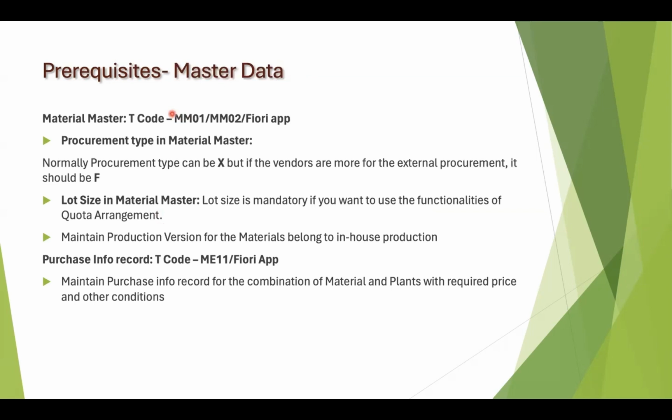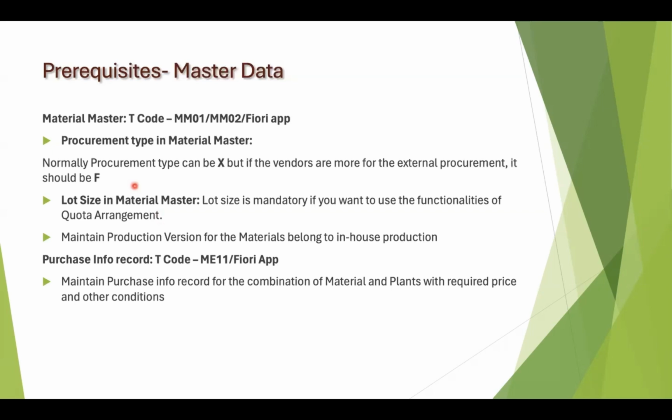Then what are the prerequisites in master data? In the material master, if you are procuring externally from more than one vendor, you have to maintain the procurement type F, external procurement. And if the material is procured both internally and externally, then you can use X.